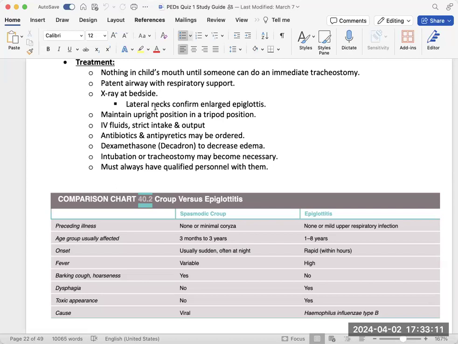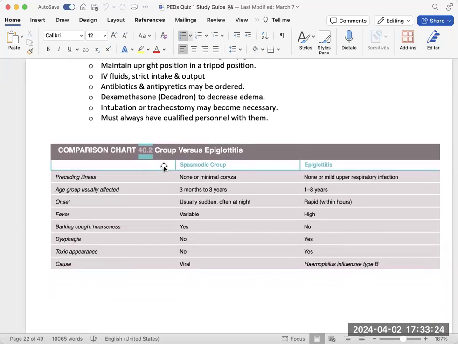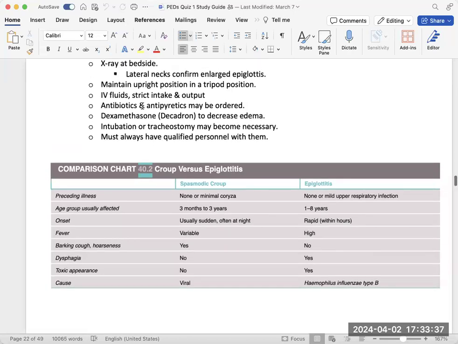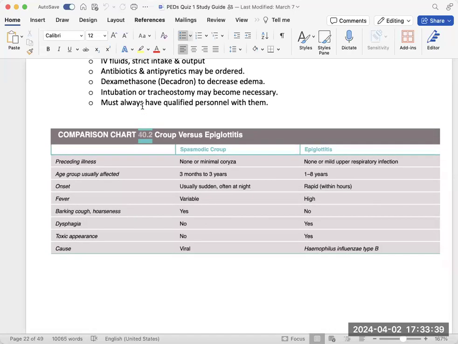Now, this is not a bacterial infection, but you're at risk for infection because of the fact that they're having acute airway obstruction and they're going to be intubated, so they might just get prophylactic antibiotics. Dexamethasone, right, to decrease airway edema. Dexamethasone is a very common pediatric corticosteroid. Intubation or tracheostomy may be necessary. And like I said, we cannot put anything into the mouth. Know that because she's going to ask you that.